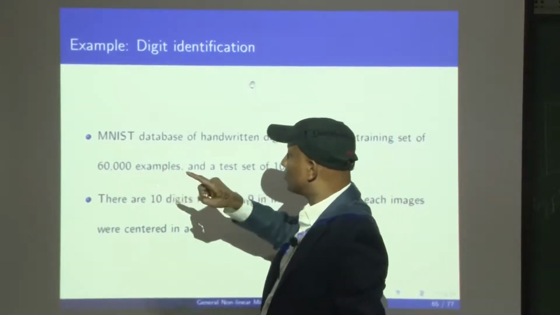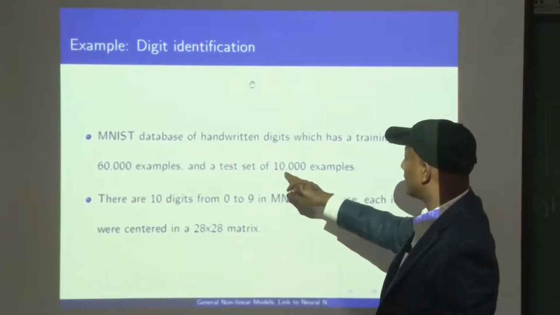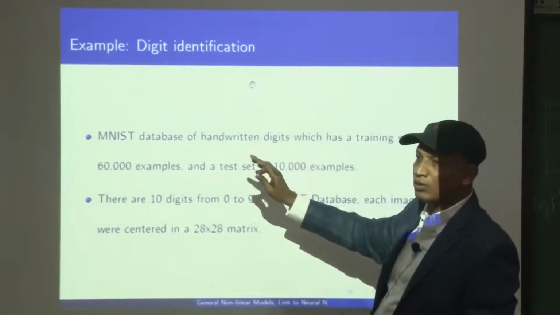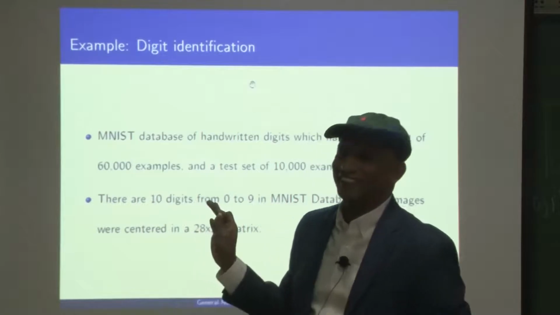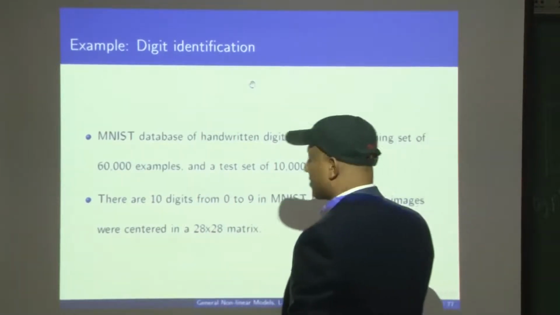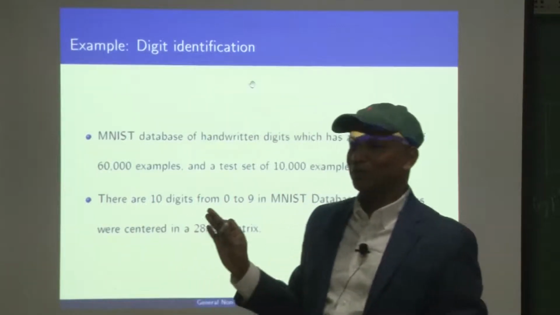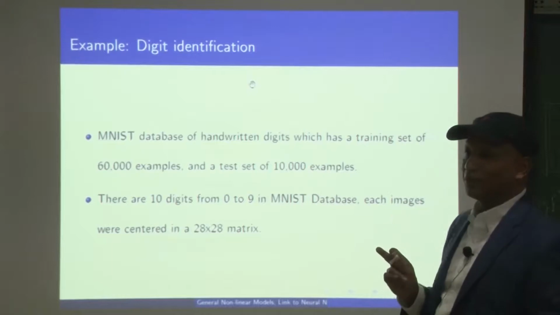So 60,000 examples means you have 60,000 cases, and in the test set you have 10,000 examples. I think the original data set has even more, but this is what my student could do so far. My students are not from computer science, although some of them have a computer science background. Like right now, the guy who is doing it is an electrical engineer.